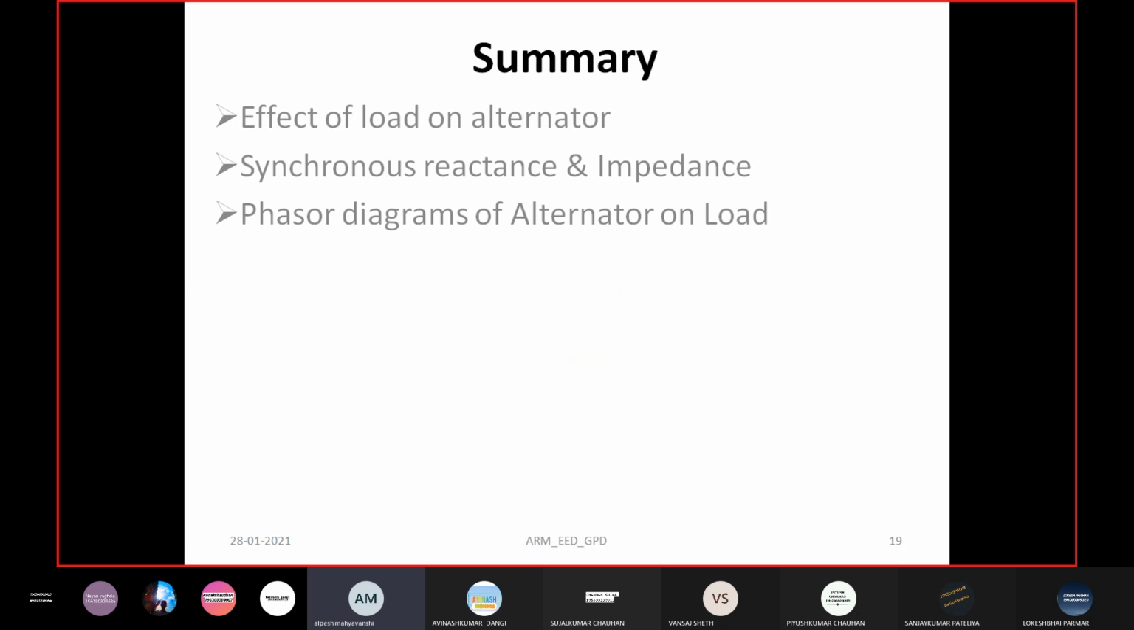So today we discussed the effect of different types of load on power factor. When the load is resistive, inductive or capacitive, what is the effect of the load on the alternator, then what is synchronous reactance and synchronous impedance, and how can we draw the phasor diagram for unity power factor, lagging power factor and leading power factor load. What is the procedure of the phasor diagram of an alternator?